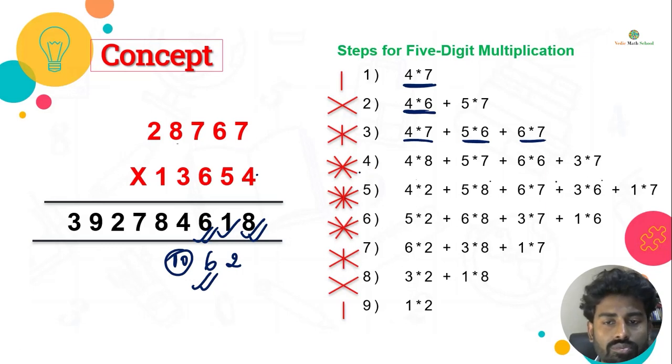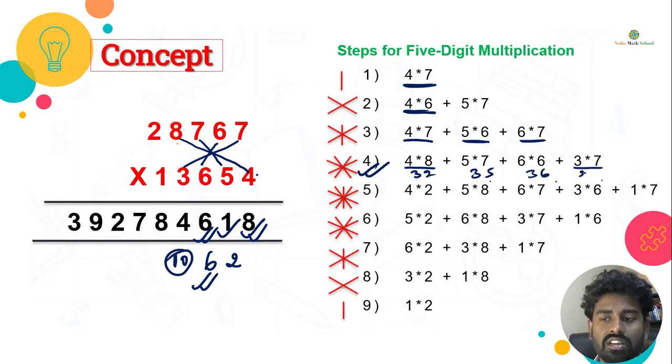So now we are coming to the 4th step. In this 4th step, what are we going to do? We are going to multiply 8 4s, 3 7s, 6 5s and 6 6s. So you can see that 4 8s are 32, 5 into 7 is 35, 6 into 6 is 36 and 3 into 7 is 21. If you add this, 32 plus 35 is 67, 67 plus 36 is 103, and 21 makes 134. 134 plus 10 is 144. So you write 4 here, and again 14 is the carry.